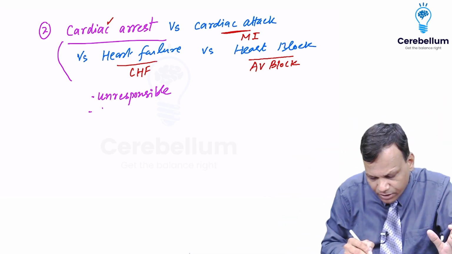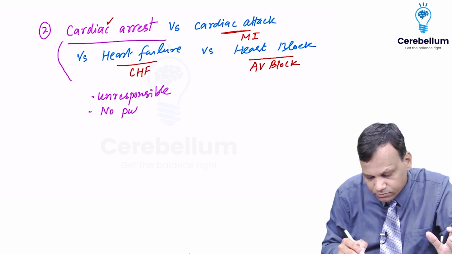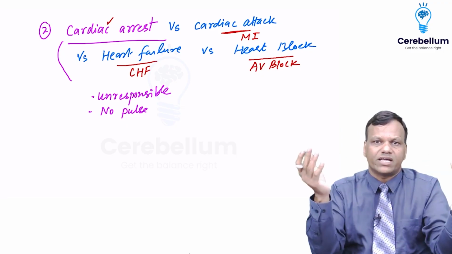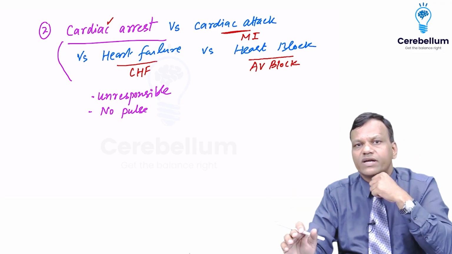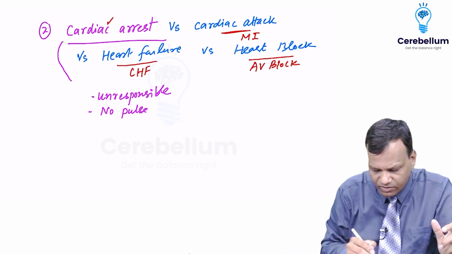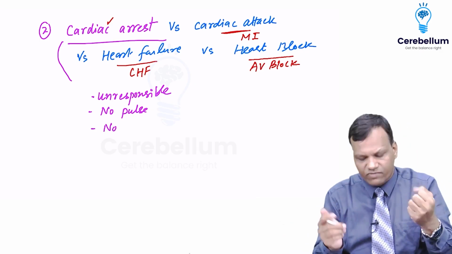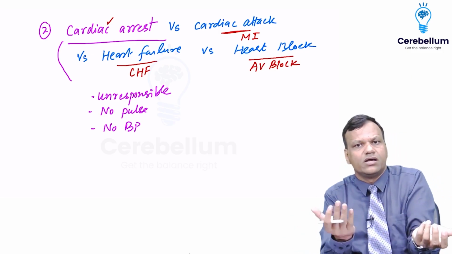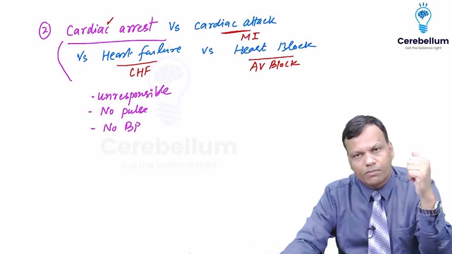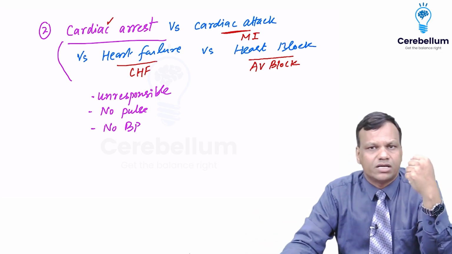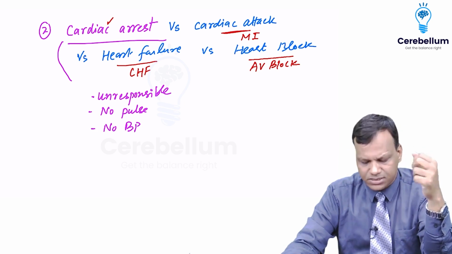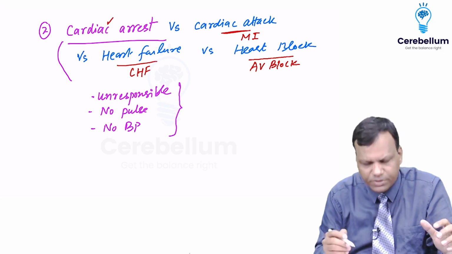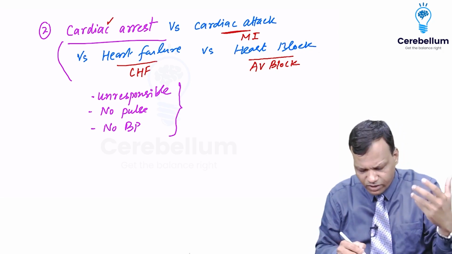Second, there will be no pulse because the heart is not pumping, no blood is getting pumped, so even the carotid pulse cannot be felt. There will also be no blood pressure, because the blood is just staying there, so no pressure. When you are not able to measure any blood pressure or feel any pulse, the person is almost dead. It is a very serious condition. So what will we do?